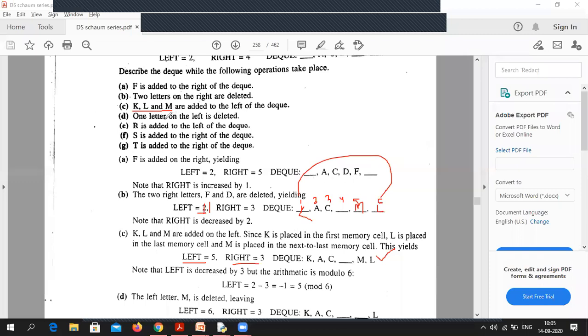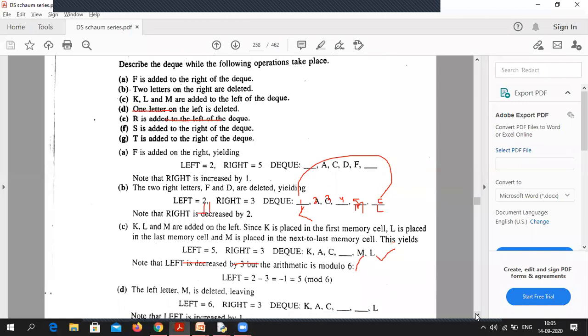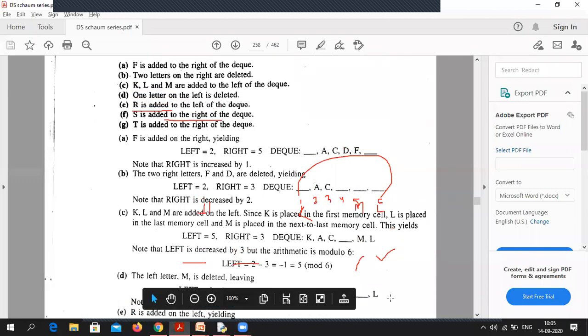Next, I will do one more. One letter on the left is deleted now. So if you have to delete from the left end, left would be incremented by 1. Right now, what is left? Left is 5, so 5 plus 1 becomes 6. So you are deleting from this, and your array is becoming like this. This is your K A C, this L L.